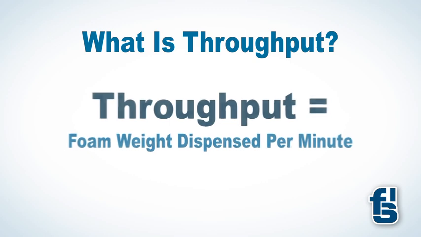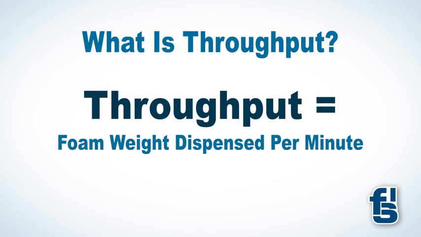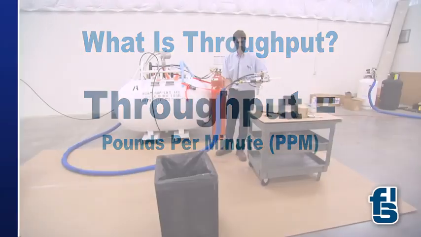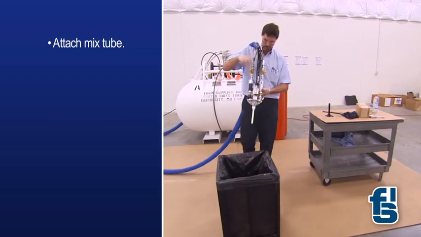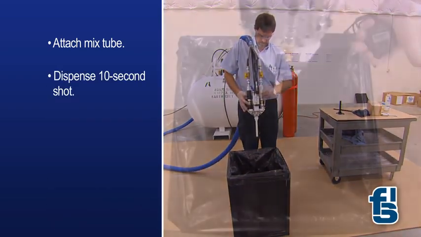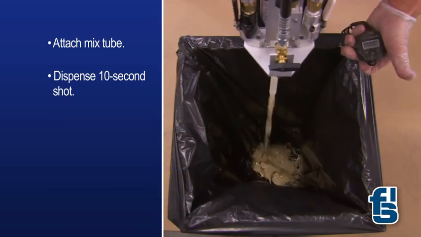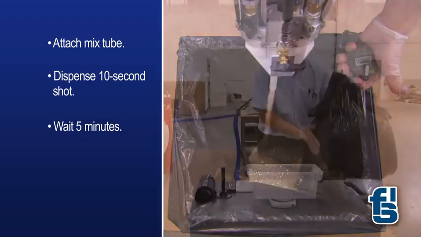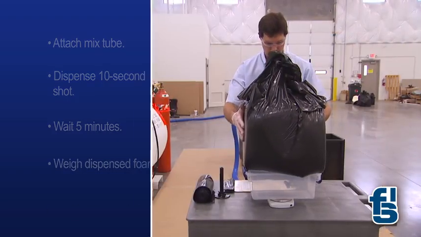Now we are ready to check throughput. We define throughput as the weight of the foam dispensed from the unit per minute, commonly referred to as pounds per minute or ppm. To verify throughput, first attach the mix tube, open all 4 ball valves, and dispense a 10-second shot into a plastic bag.